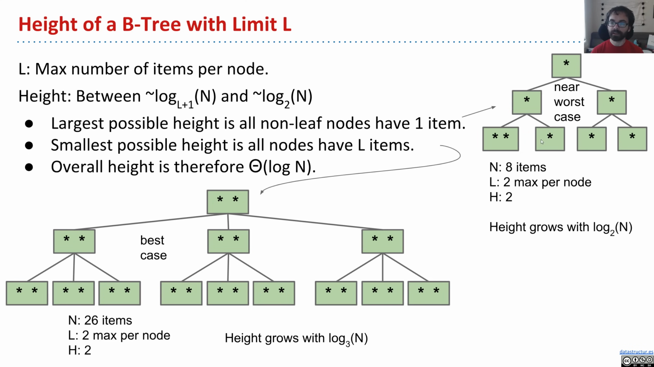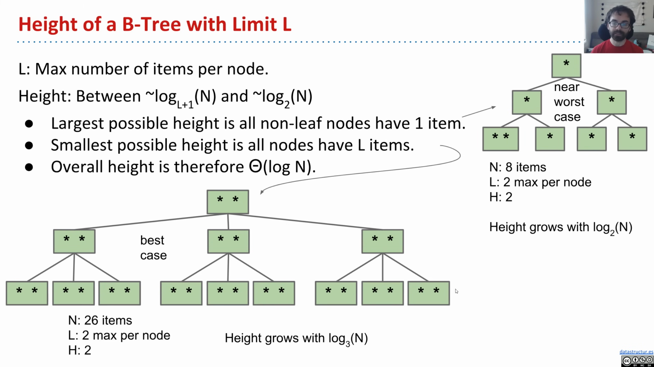So this tree on the right, we see that every non-leaf node has only one item, whereas in the best case tree, every non-leaf node has 2 items. The reason this is better is that with more items, you can have more branching. And with more branching, you can have more stuff in your tree for the same height. So for example, in this near worst case tree, we have 8 items and the height is 2. In this best case tree, we're able to cram 26 items into our tree and our height is still 2.